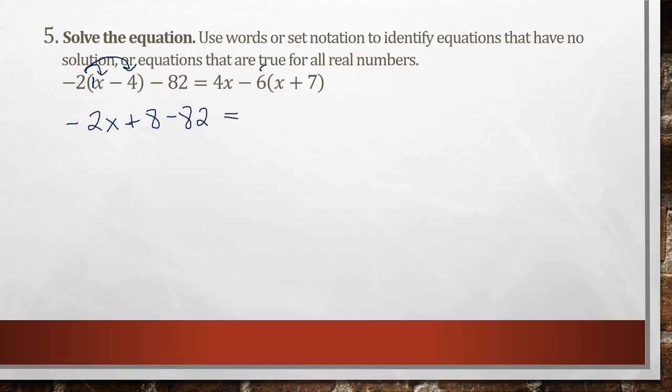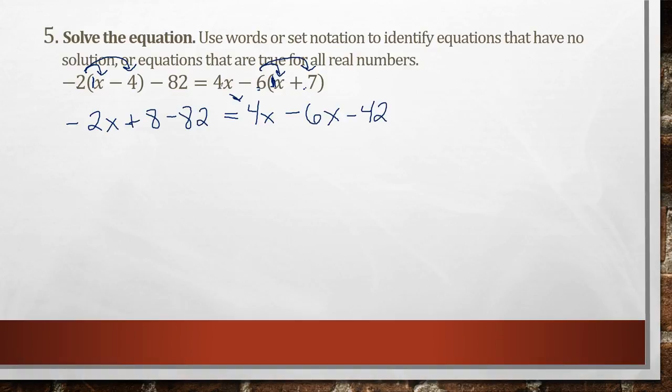And on this side, I'm going to distribute this negative 6 as well. We bring down this 4x first. Don't forget that. And then we have negative 6 times positive 1 is negative 6x, and negative 6 times positive 7 should be negative 42. All right, now let's combine our like terms on each side of the equation before we do any moving.